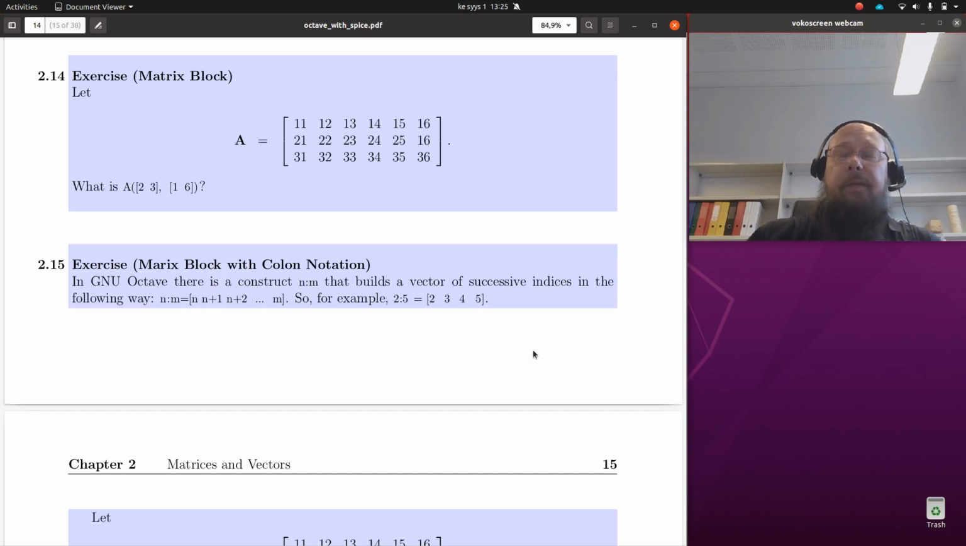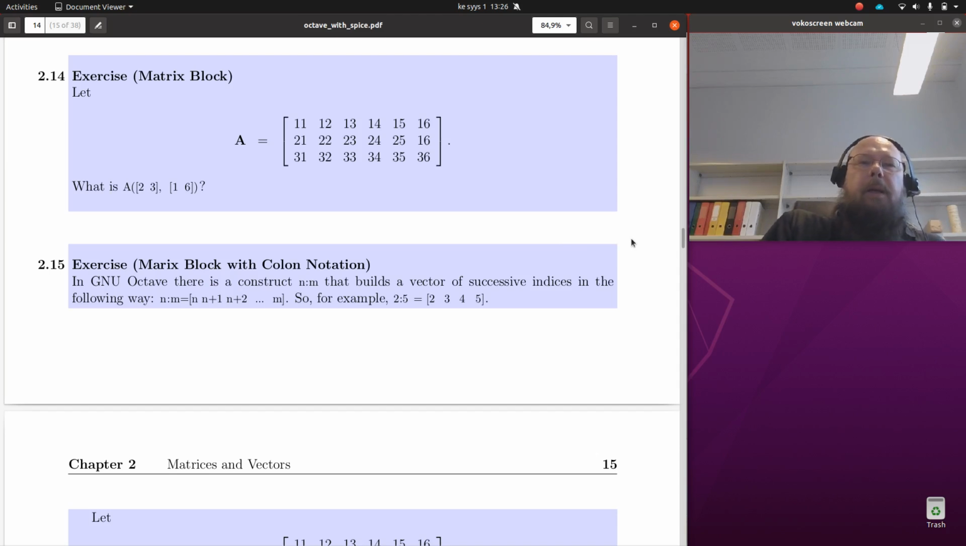The first one is very straightforward. There is a certain matrix given there, and again I've used numbers so that it's easy to see which number is which element in the matrix. The simple question I ask is, what is the A where the rows are the vector 2, 3, and the columns are the vector 1, 6? I think this is relatively straightforward to do.